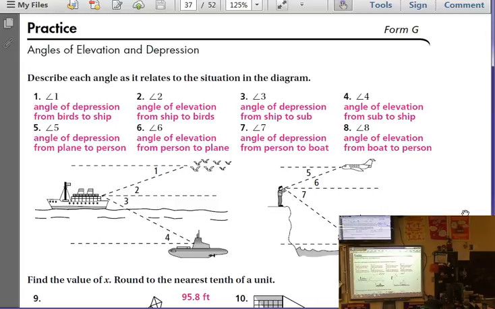Were we supposed to write from birds to sheep? No, it's fine. They go very detailed.